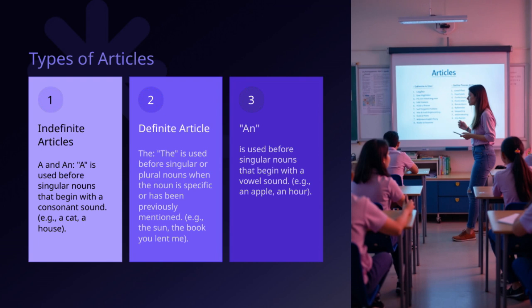Moving on, the definite article, the, is used when you're talking about a specific noun or one that has been mentioned before. For example, you might say the sun or the book you lent me. Understanding these types of articles, indefinite, a and an, and the definite, the, helps us communicate more clearly and precisely. They are small words, but they play a big role in making our sentences understandable and natural.